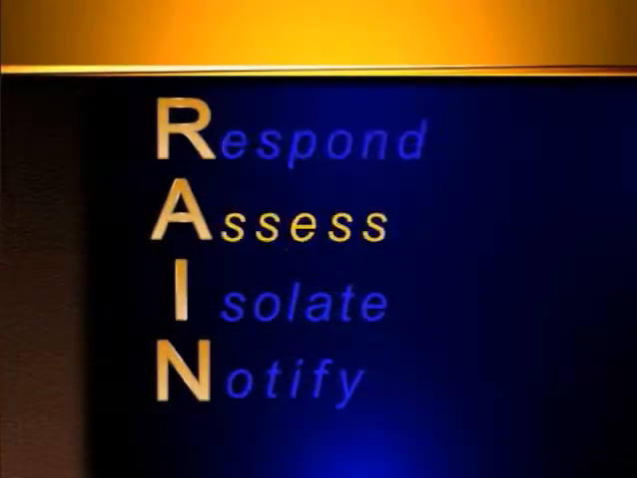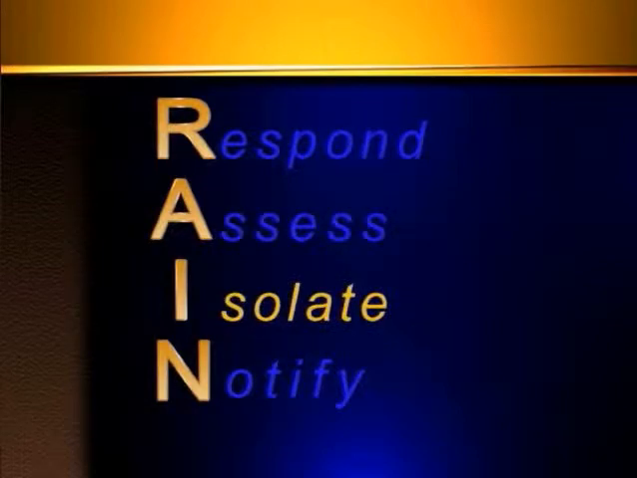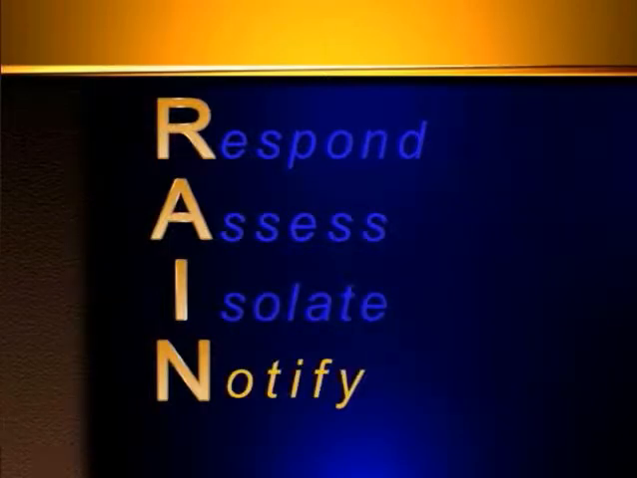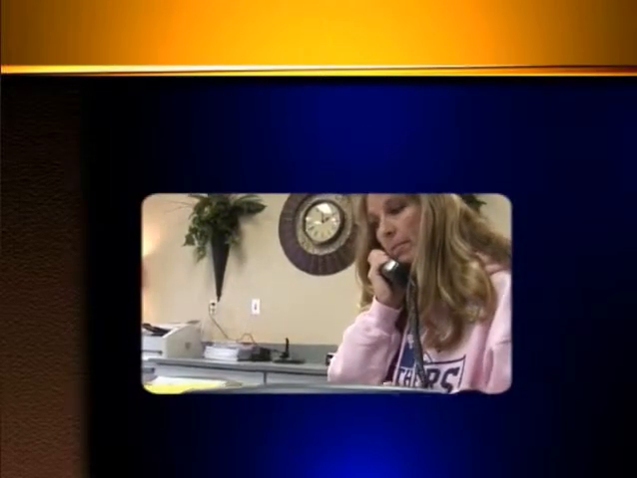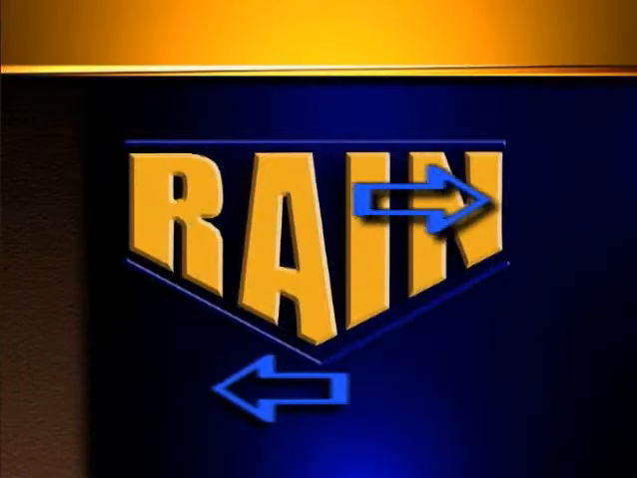Respond, assess, isolate yourself and your students from harm. And the final step in the RAIN model is to notify. In this step, you should call for help, assign someone to go get help, or go get help yourself, depending on the incident that's occurring. Now, it should be pointed out that the RAIN model is not necessarily linear. If you're confronted with a crisis on campus and you can safely call for help and wish to do so before using the other elements of RAIN, go ahead and do it.